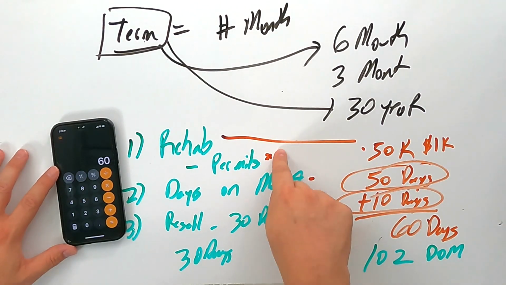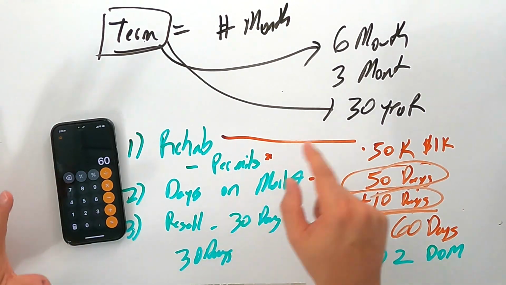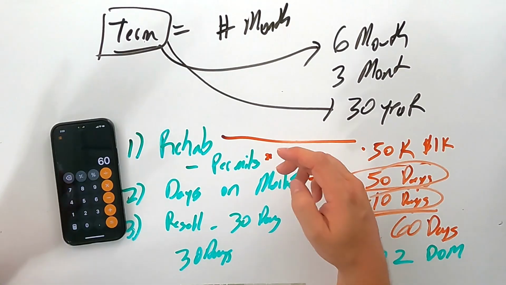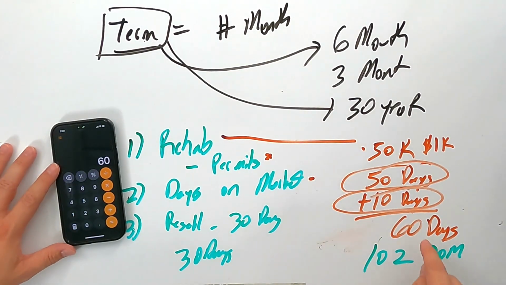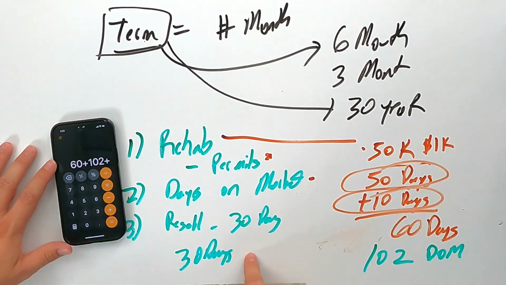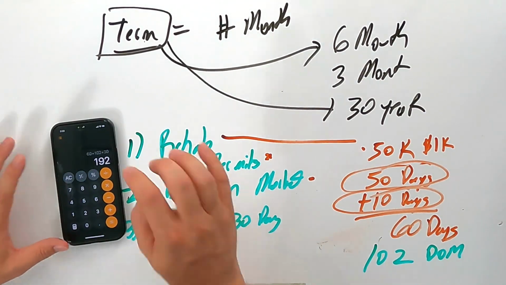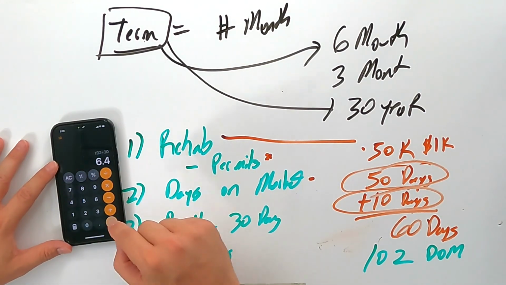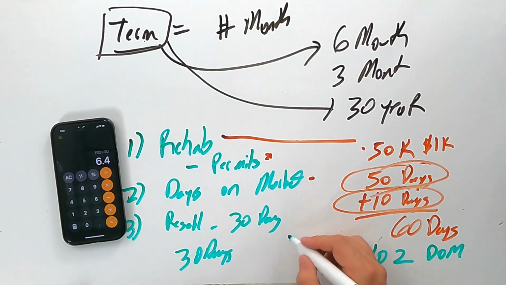And you're going to have to ask your contractor, what is the current time? That changes based upon demand, time of year, those types of things. Then we're going to add to that the days on market, which is 102 days on market. And then we're going to add to that 30 days for buffer and closing. We're going to divide that by 30, and that's going to be 6.4 months.